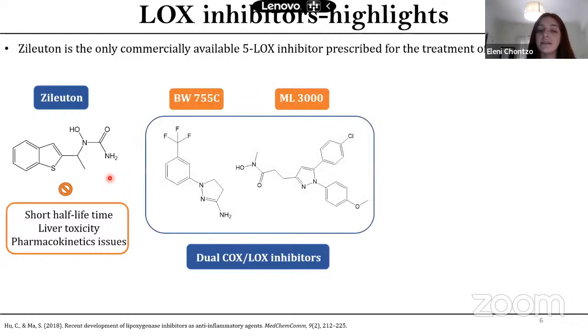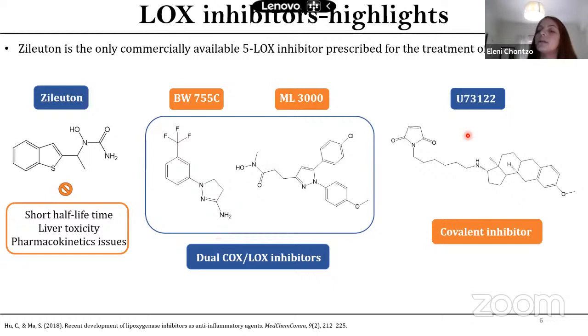Another tendency to design novel LOX inhibitors is targeting both enzymes that participate in the inflammation pathway, the popular cyclooxygenase enzyme, and at the same time targeting LOX. So people design dual COX and LOX inhibitors. And finally, there's one covalent inhibitor of 5-LOX, which was recently discovered, and it binds to an allosteric site of the enzyme.